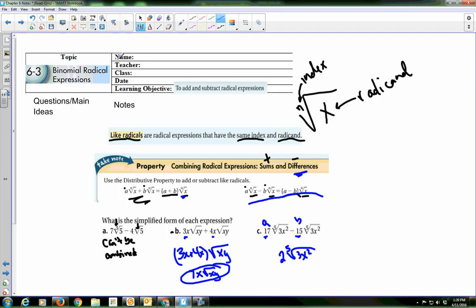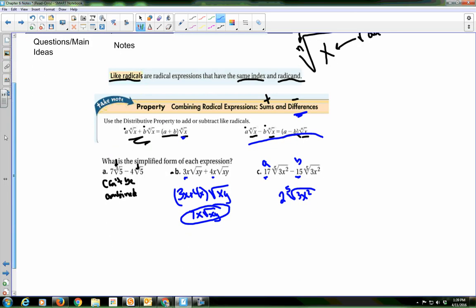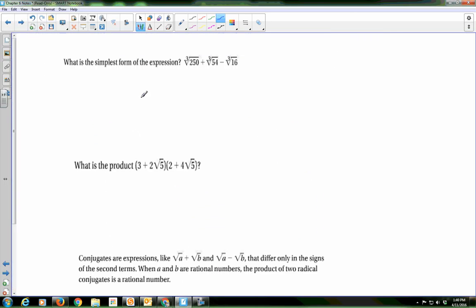All right, moving on. Let's take a look at this sum here. We've got cubed root of 250 plus a cubed root of 54 minus the cubed root of 16. I have the same index. All of these indexes are 3, but I don't have the same radicand. So what I'm going to do is simplify these down a little bit more.